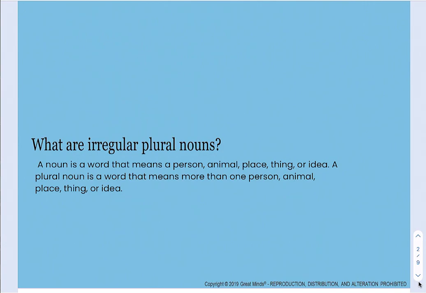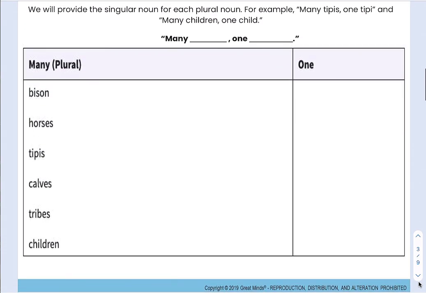What are irregular plural nouns? A noun is a word that means a person, animal, place, thing, or idea. A plural noun is a word that means more than one person, animal, place, thing, or idea. We will provide the singular noun for each plural noun. For example, many teepees, one teepee. Many children, one child.